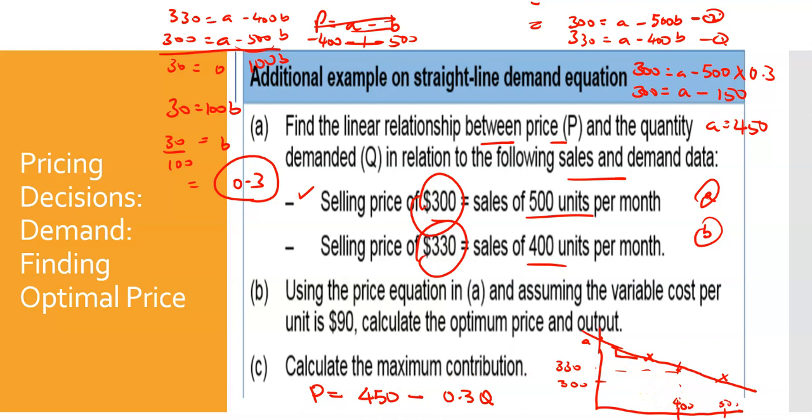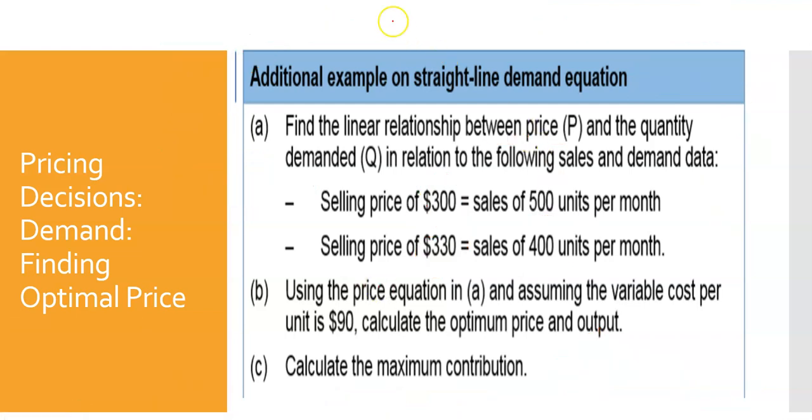So I'm just going to write P is equal to 450 minus 0.3q. So now I know this. Like what I was saying earlier on, the next step moving on is now this question of marginal revenue.